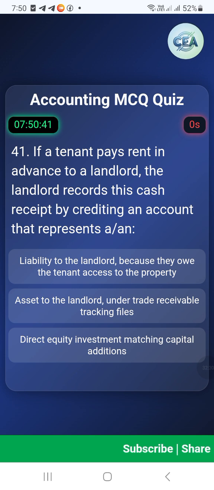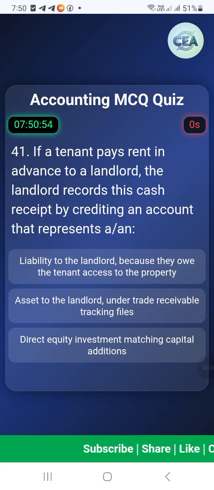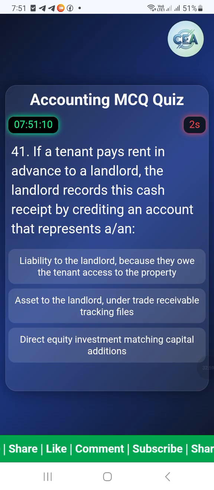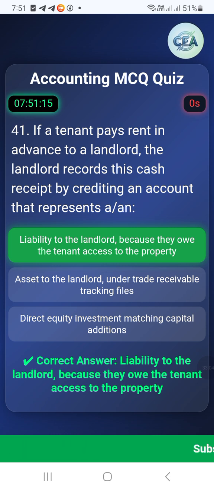41. If a tenant pays rent in advance to a landlord, the landlord records this cash receipt by crediting an account that represents an Option 1, liability to the landlord, because they owe the tenant access to the property. Option 2, asset to the landlord, under trade receivable tracking files. Option 3, direct equity investment matching capital additions. Correct answer is liability to the landlord, because they owe the tenant access to the property.